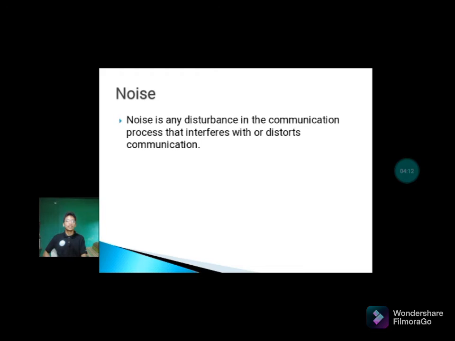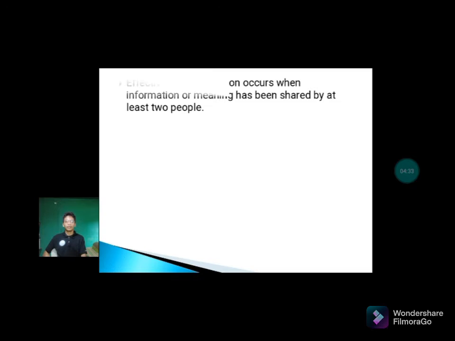Next is noise. Noise is any disturbance in the communication process that interferes with or distorts communication. So it is the barrier of communication, which is the noise. It is also the principal type called channel noise. It is associated with a medium. Effective communication occurs when information or meaning has been shared by at least two people.